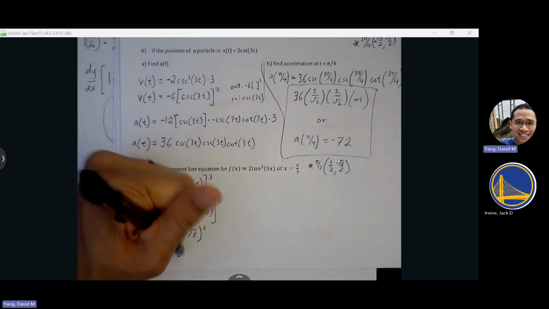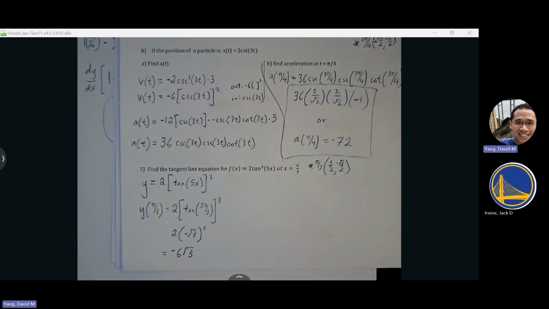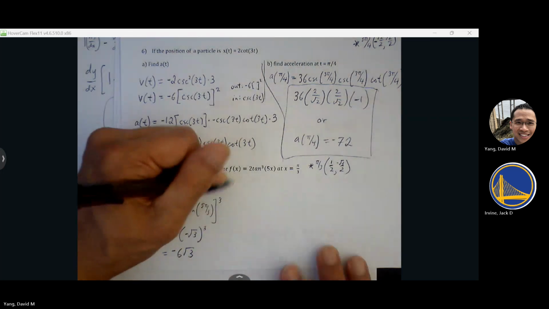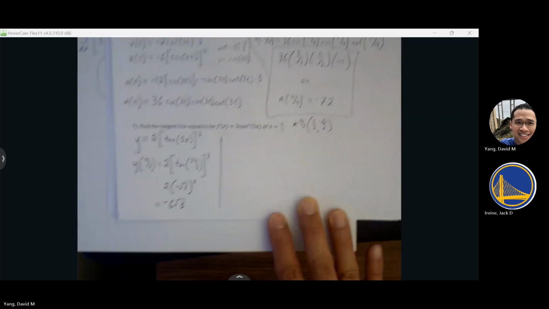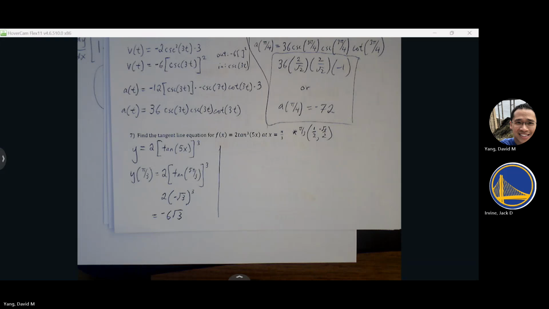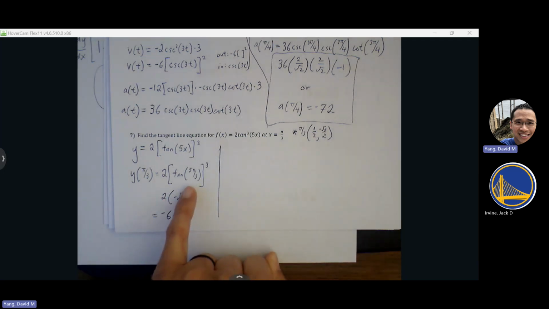Wait, cosine is y, right? Cosine is x. And sine is y, yeah. So I think alphabetical, it's cosine first and then sine next. Okay. To get to my derivative, I have to go through a chain rule.